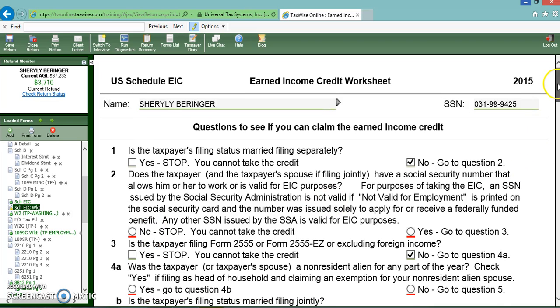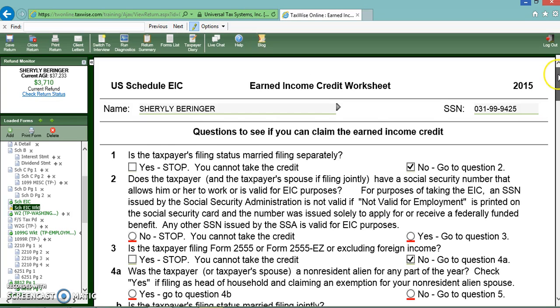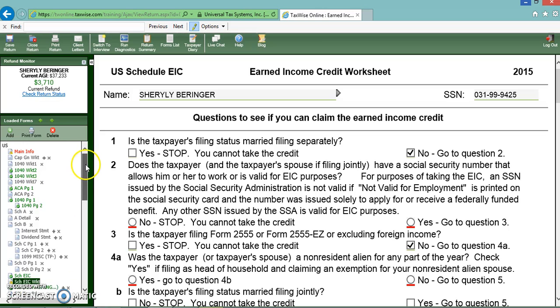Now we're going to work through each question one by one. These are things that would have to be checked by the interviewers. Some of them you're going to ask the taxpayer yourself. So let's start with the very first one. It's automatically checked again because the main info worksheet is where you pick the taxpayer's filing status.